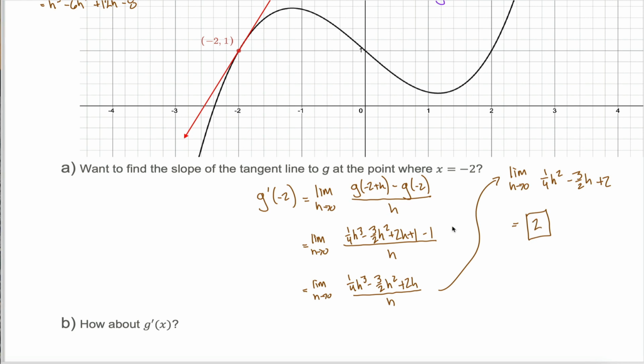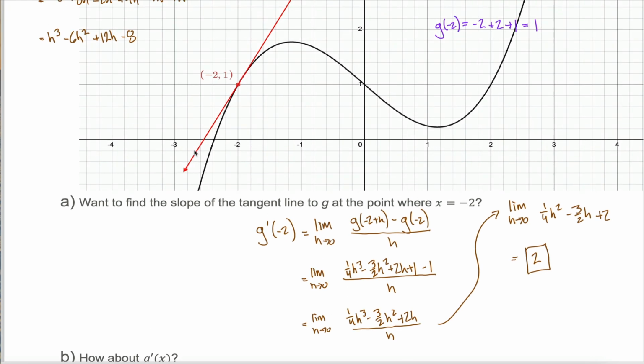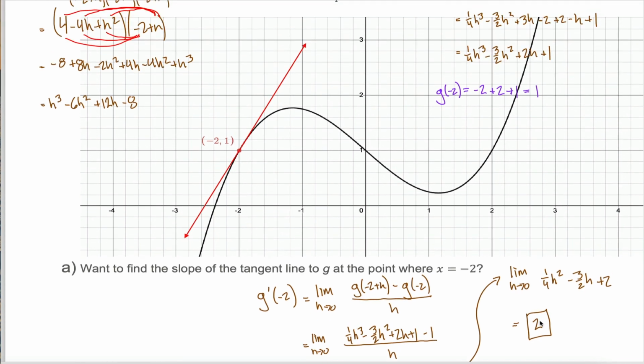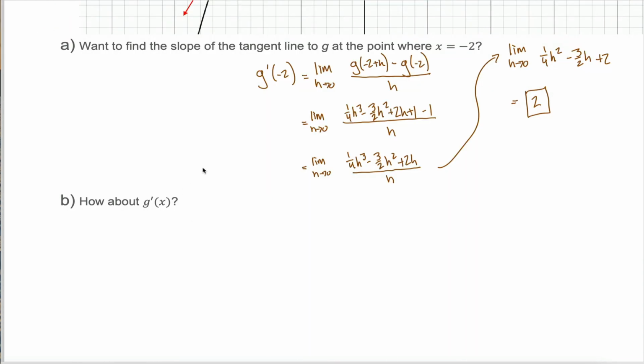Wait, what did I just figure out? g prime of negative 2 equals 2. In other words, the slope of the tangent line to this function g when x equals negative 2, what's pictured in red right here, has a slope of 2. What about g prime of x?